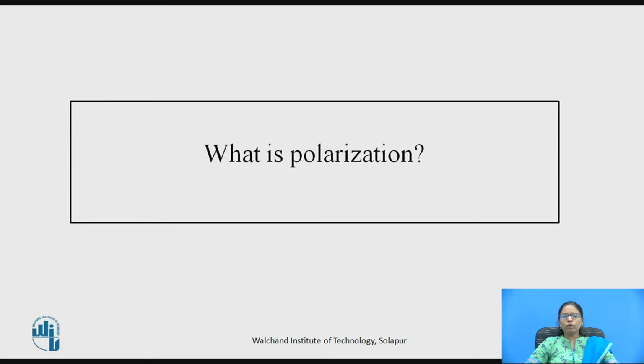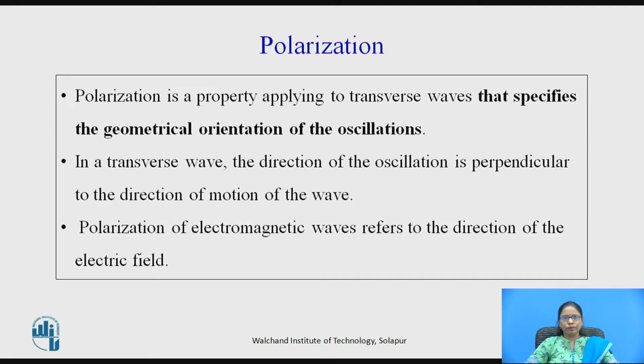Now, as we are talking about polarization, let us talk about what is meant by polarization. Polarization is a property applying to transverse waves, describing the geometrical orientation of the oscillations. In a transverse wave, the direction of oscillation is perpendicular to the direction of motion of the wave. So polarization of an electromagnetic wave refers to the direction of the electric field.